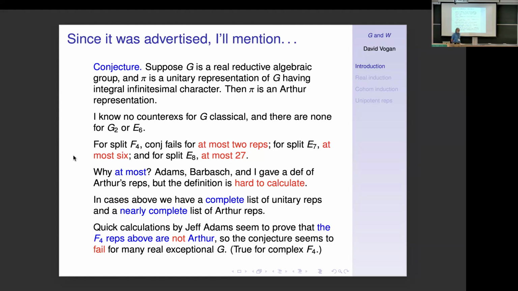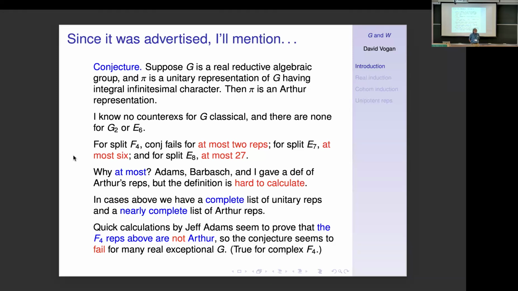Arthur's packets have the property that it's possible to make a stable combination of representations by summing appropriately over the packet. What Jeff showed was that in the case of F4, for these two potential counterexamples, you couldn't make a stable combination of unitary representations in which they appeared.